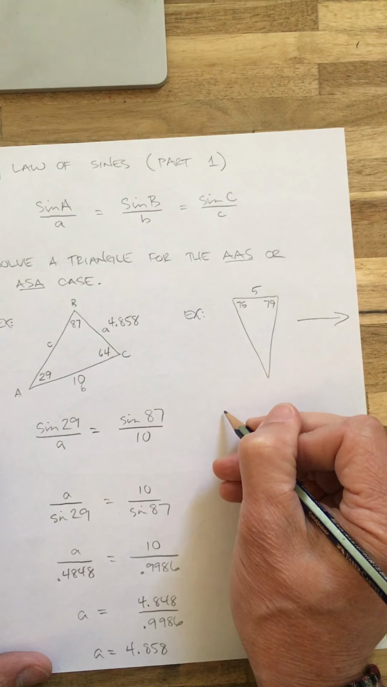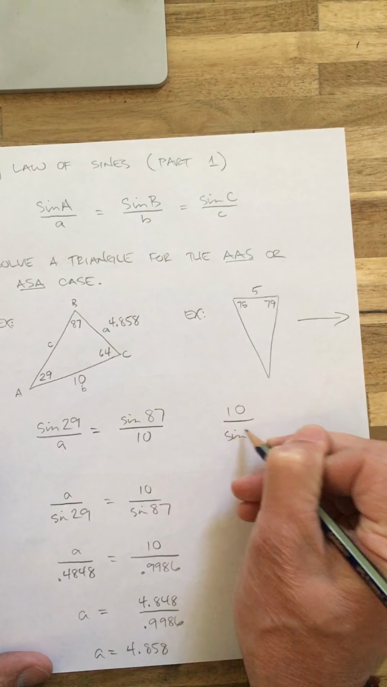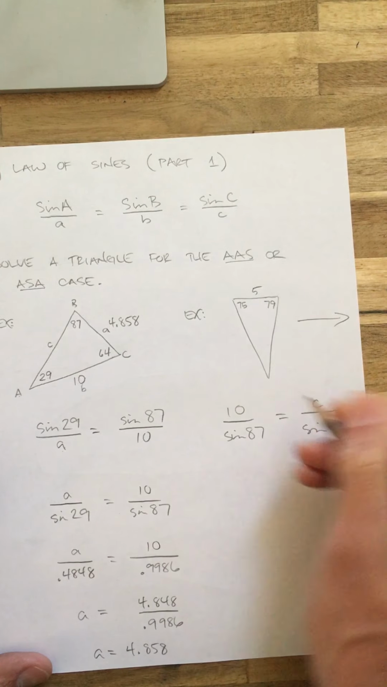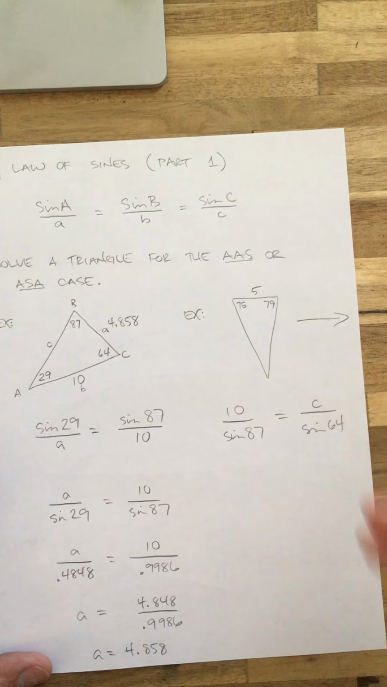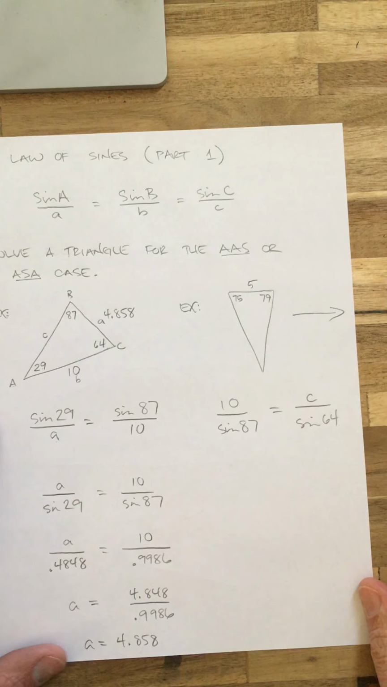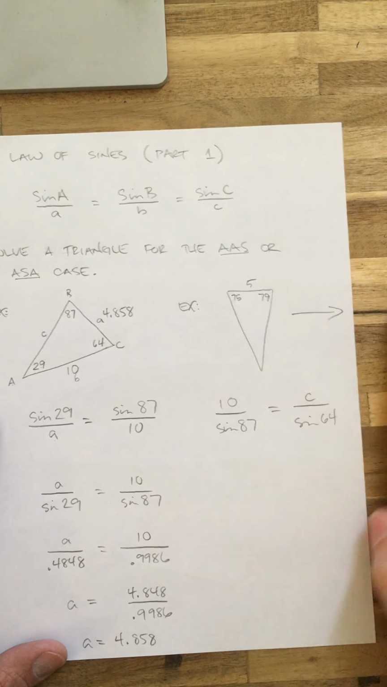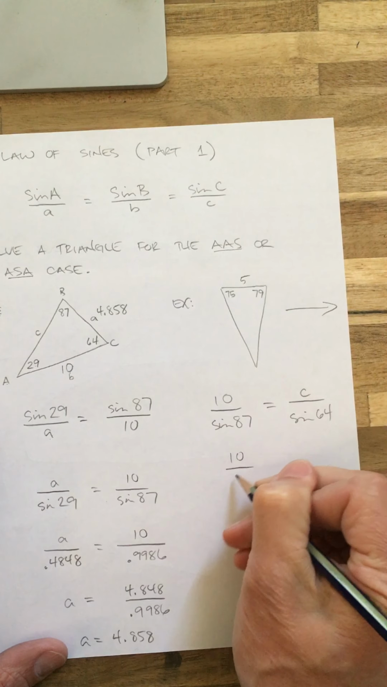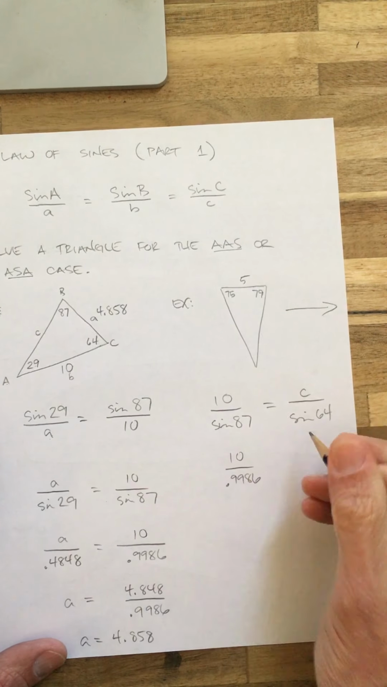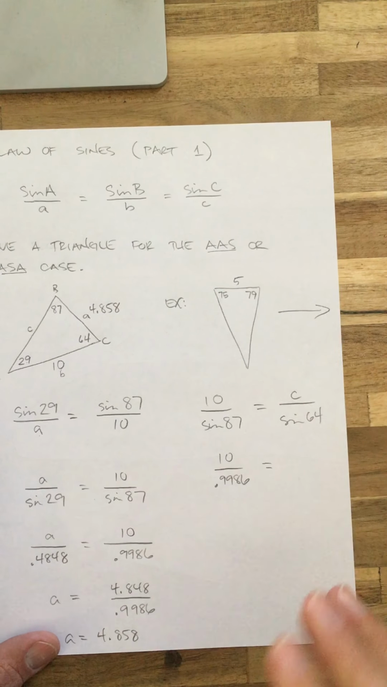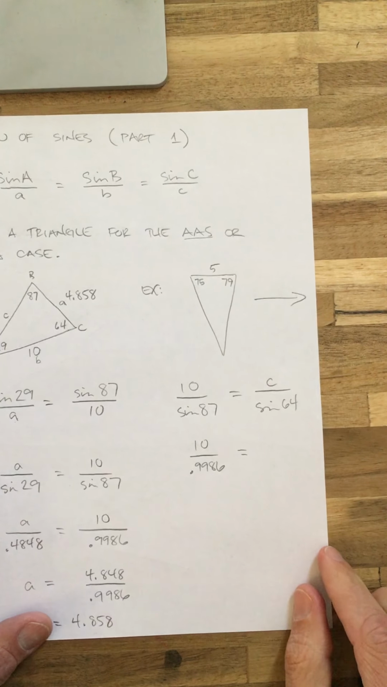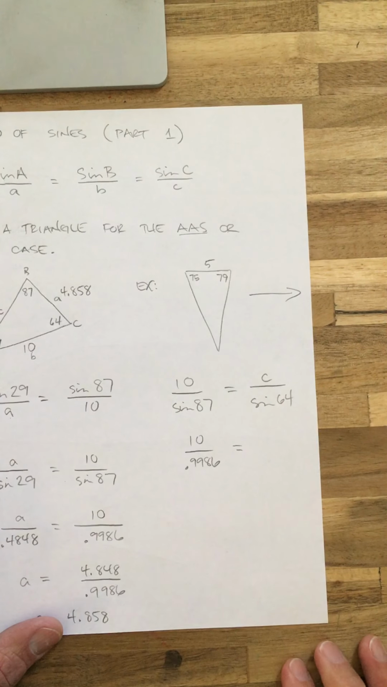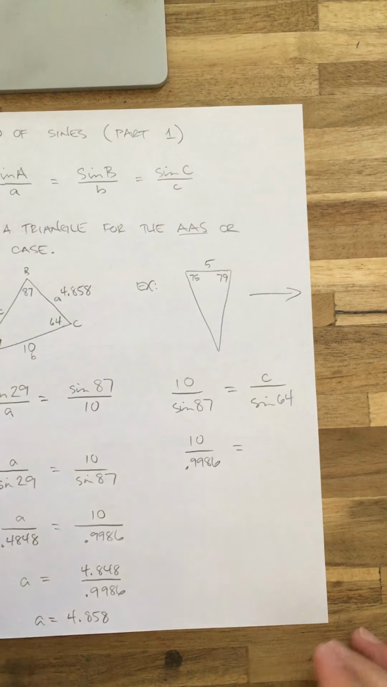So here we go. I know that 10 over the sine of 87 is going to equal C over the sine of angle C, which is 64. I'm just doing the exact same steps. Sine of 87, we already know that. That was 0.9986. So this is 10 over 0.9986. And certainly if you see shortcuts to this, use the shortcuts. I'm skipping all kinds of shortcuts because I'm just trying to show you step by step. But there are shortcuts galore for this.